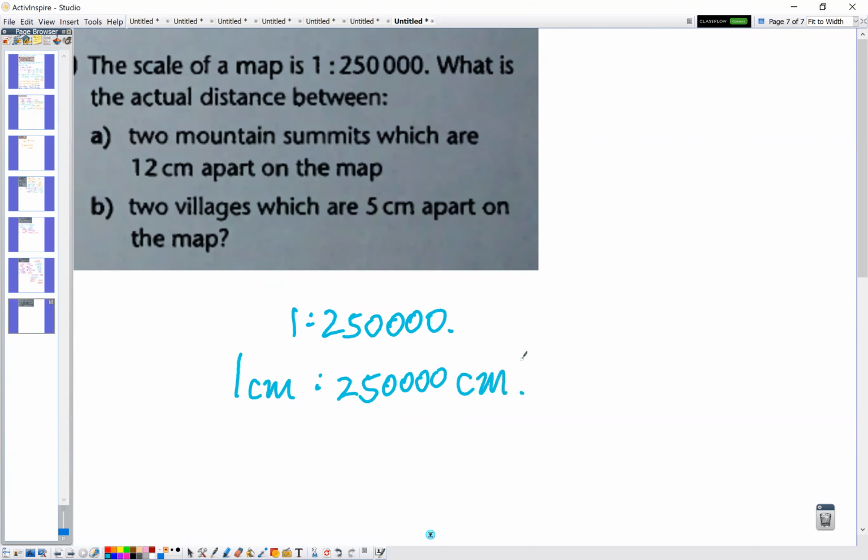So I'll give you some hint here. What you need to do, you have to convert this one to kilometers, as then you can do A and B. Okay, try this one first. I'll send you the answers.